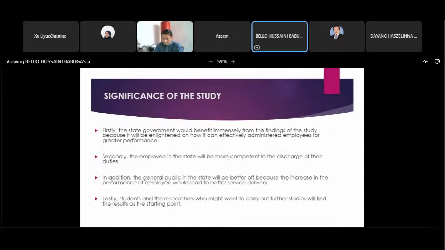Significance of the study. Firstly, the state government will benefit immensely from the findings of this study because it will be enlightened on how it can effectively administer employee performance for greater performance. Secondly, the employees in the state will be more competent in the discharge of their assigned responsibilities. In addition, the general public of the state will be better off because an increase in the performance of the employees will lead to better service delivery. And lastly, the students and researchers who might want to carry out further studies will find the results useful.